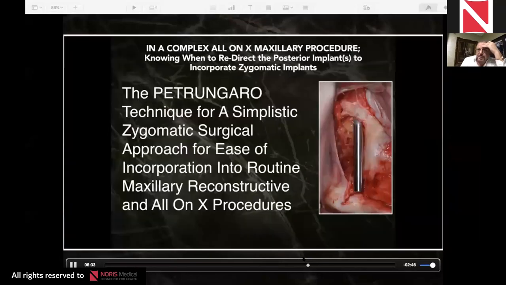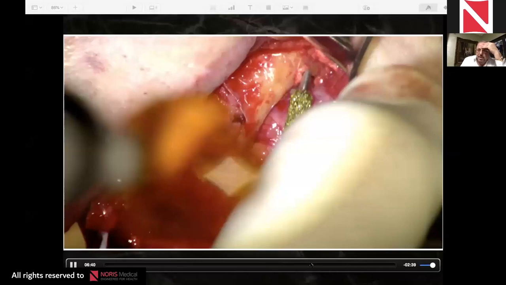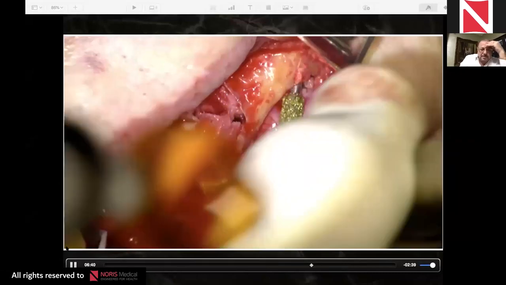Okay, let's go down. Now, here's my little thing again. We just saw that picture. Let's go to here now. All right, let's insert that. So now, what we're doing here, okay, let me stop this for a second.